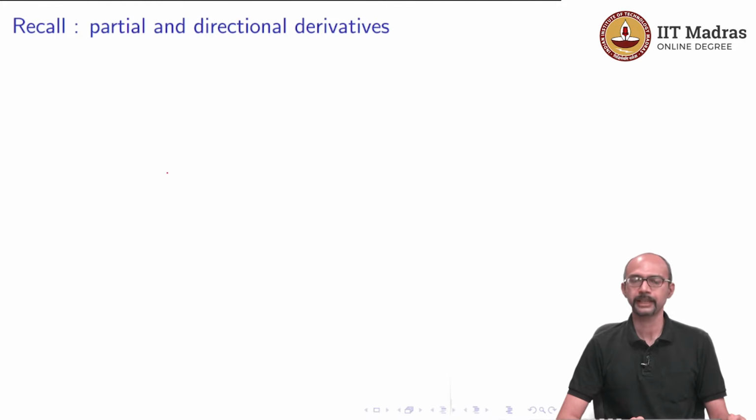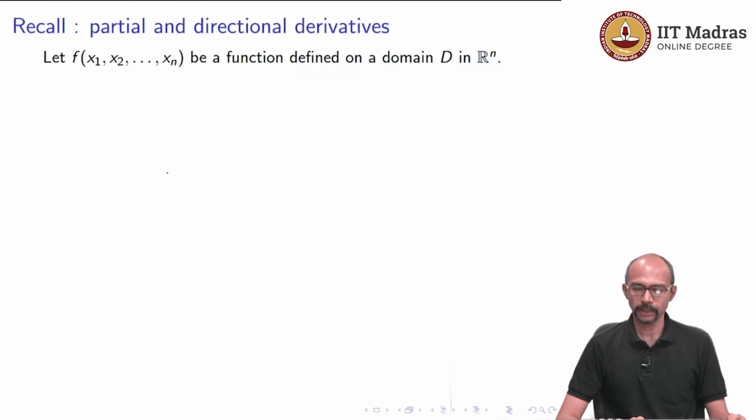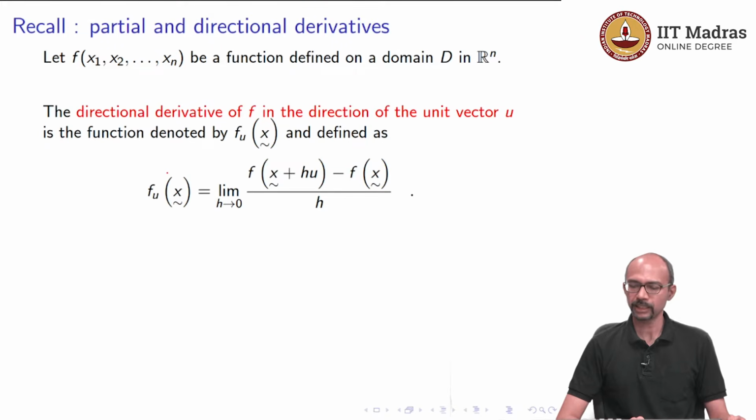Let us recall partial and directional derivatives. If f of x1, x2, ..., xn is a function defined on a domain D in R n, the directional derivative of f in the direction of the unit vector u, remember, we always think of unit vectors when we talk about directional derivatives, at least when we want to actually find them, is the function denoted by f subscript u of x tilde, and it is defined as the limit as h tends to 0 of f of x tilde plus h times u minus f of x tilde, divided by h.